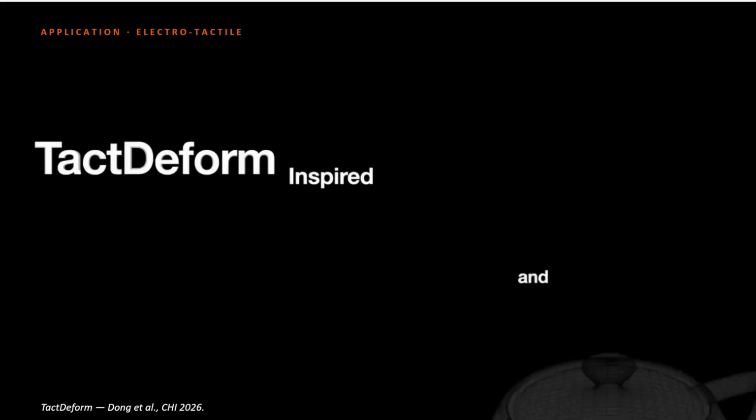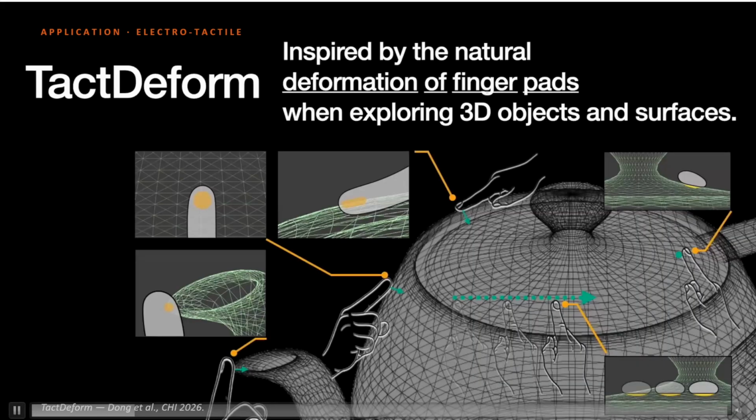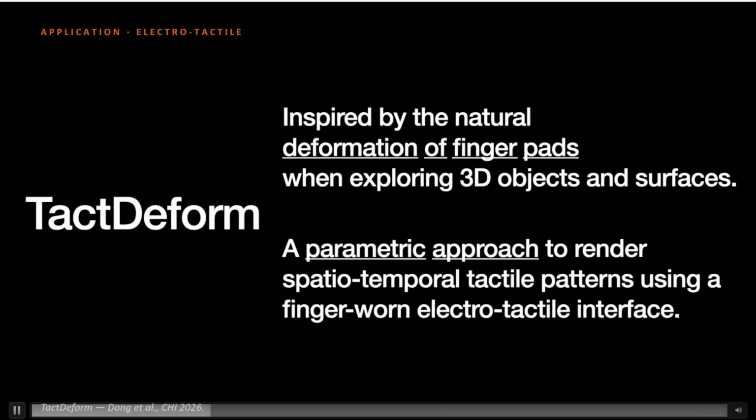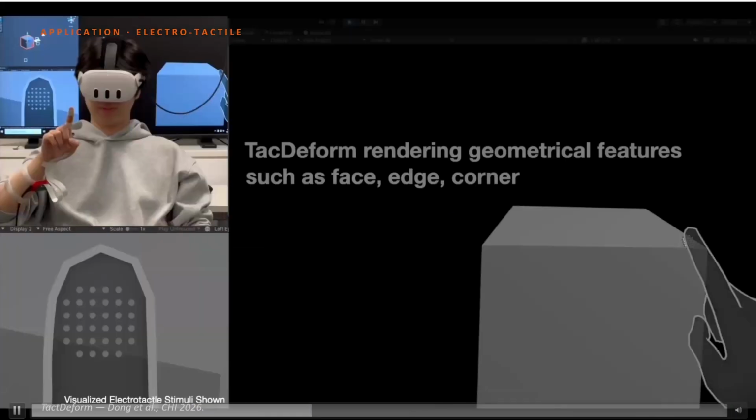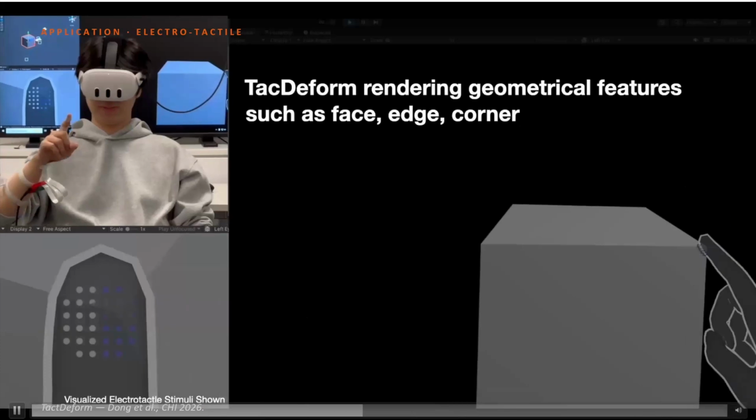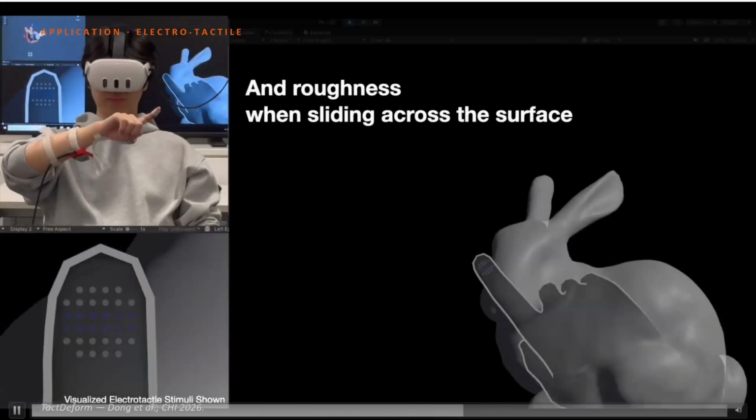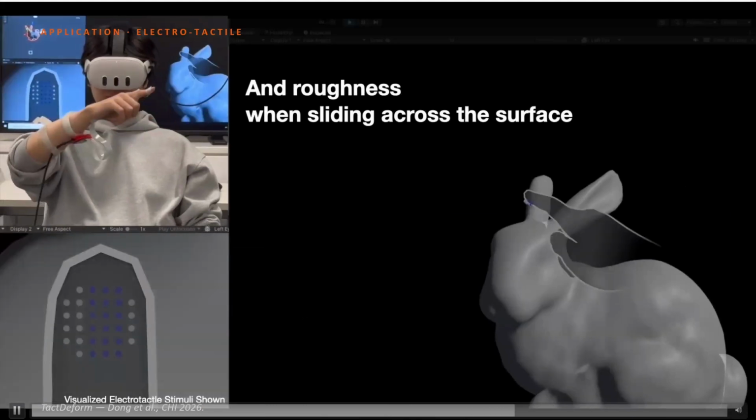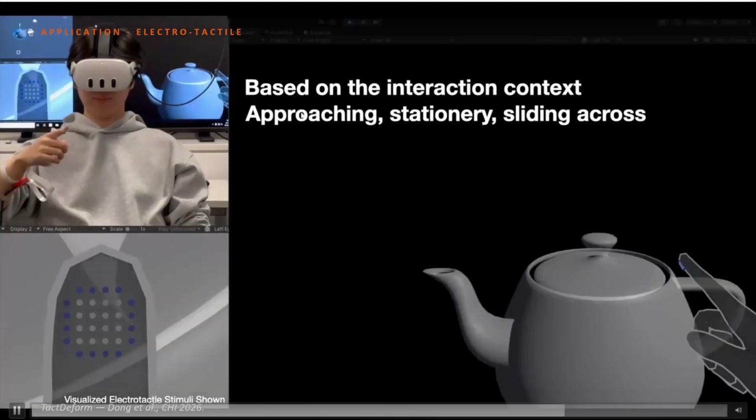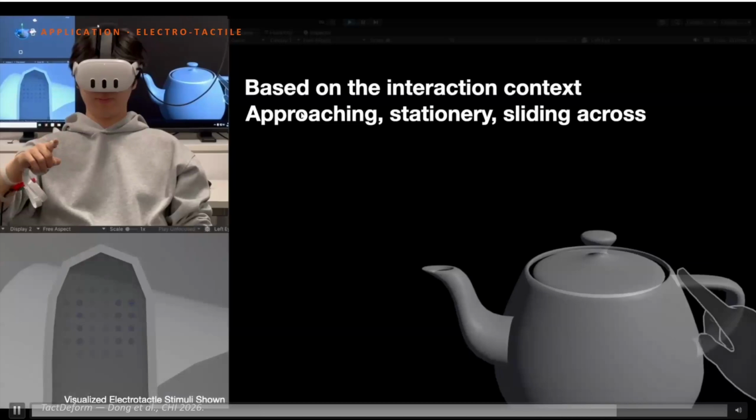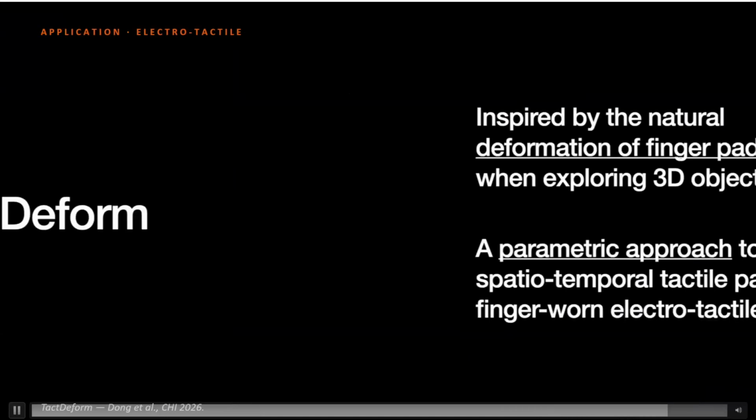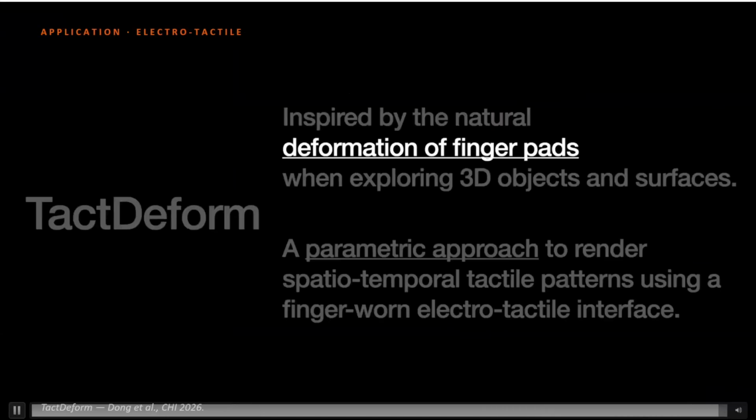So this is a short video of it. We were able to render edges, faces, and corners with tactile patterns that emulate how our fingers would deform practically. I'm sorry about the lag because it's going through Zoom and coming here. So the videos are not quite continuous, but I hope you get the gist of it.